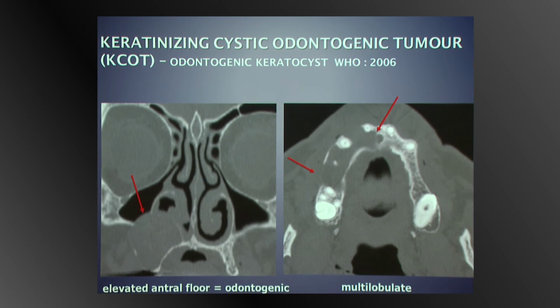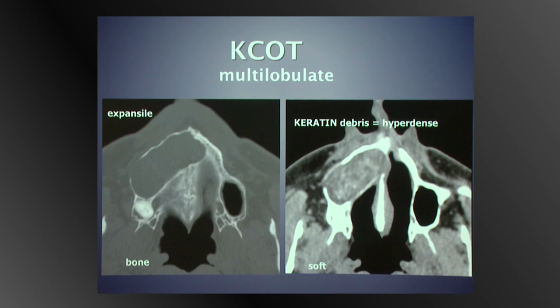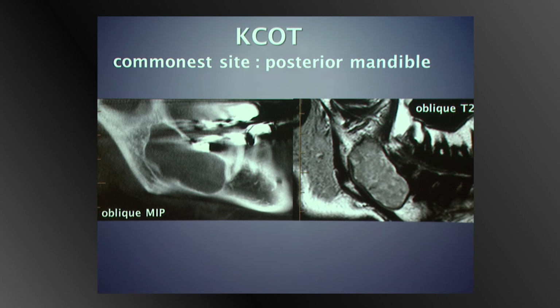So this is a KCOT, reclassified. See the elevated antral floor, and you see it can be quite tricky to actually see that line. It's a multilobulate lesion. It's not got septi dividing it to call it multiloculate, but it has a multilobulate outline. And on the soft tissue windows, it shows a beautiful demonstration of keratin debris. It's big. It's expansile. You know, I think that thing that ameloblastomas are more expansile or KCOTs not that expansile generally comes from plain radiography descriptions. The commonest site for KCOT is posterior mandible.